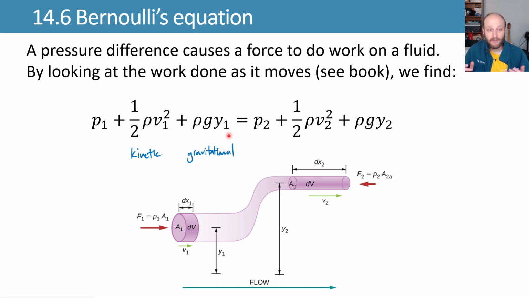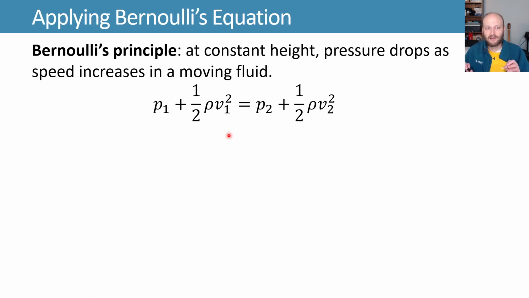And then we have rho g y that gives us a gravitational term. And that makes it easier for me to remember it and be able to work with it without getting too intimidated. When applying this, we can simplify it as needed depending on what thing we're looking at. For example, this is Bernoulli's equation with the full thing. Bernoulli's principle is a simplification of this that says at constant height, the pressure drops as the speed increases in a moving fluid.